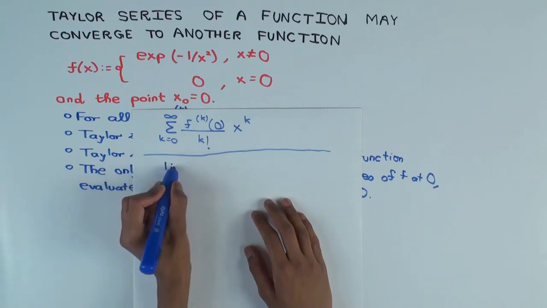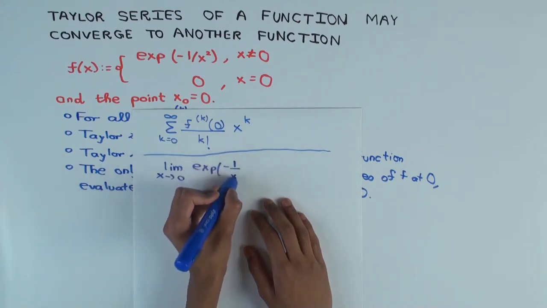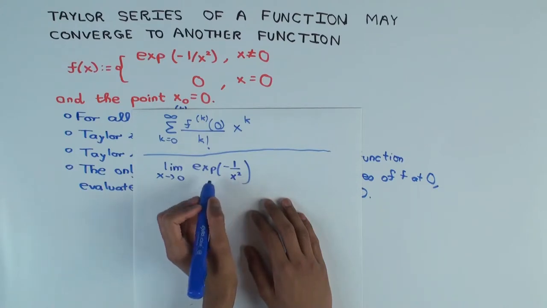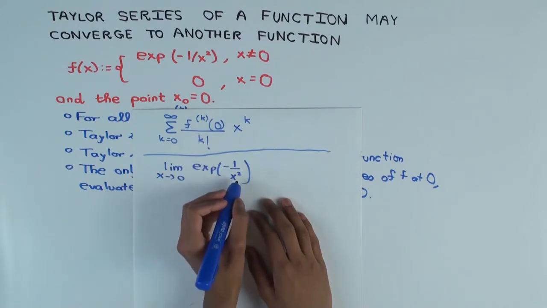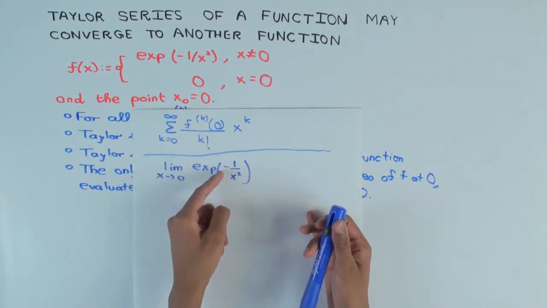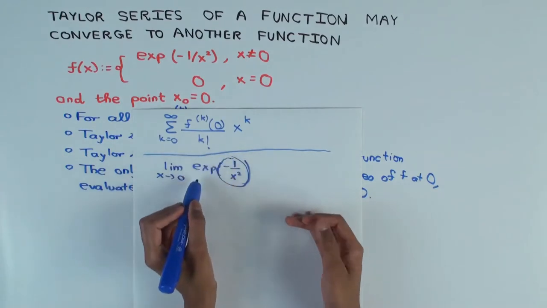Well, what is the limit as x approaches 0 of exponential of minus 1 over x squared? Well, x is approaching 0, so what's x squared approaching? 0. 0 from what side? Well, whether x is approaching 0 from the left or the right, x squared will approach 0 from the right. It's positive. So 1 over that will approach infinity, and negative 1 over that will approach negative infinity. So this whole thing approaches negative infinity.